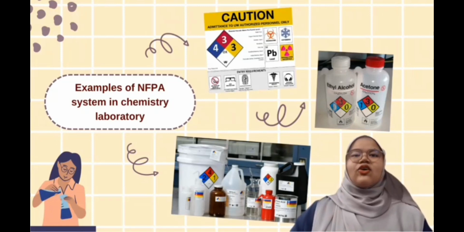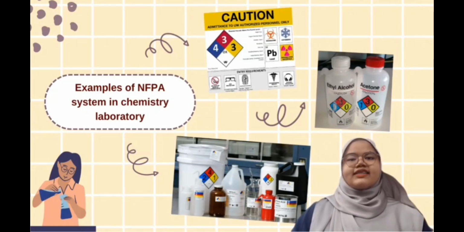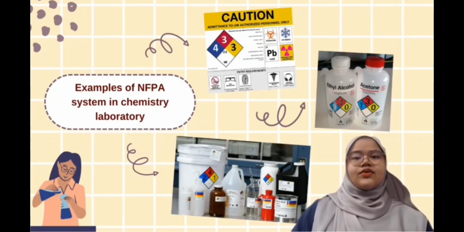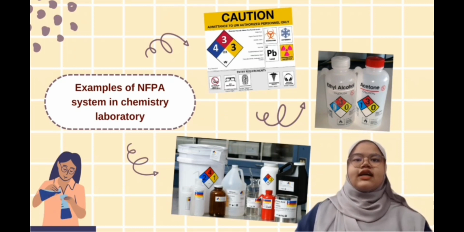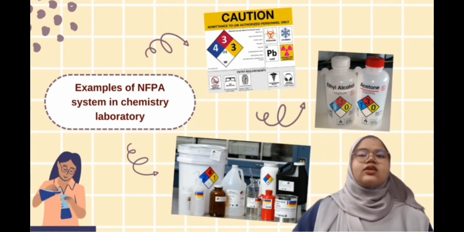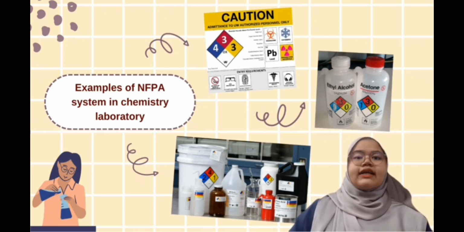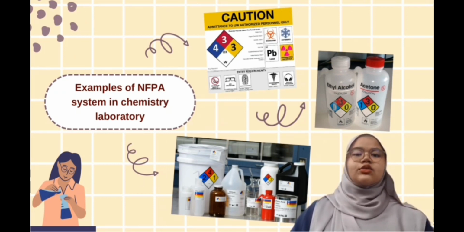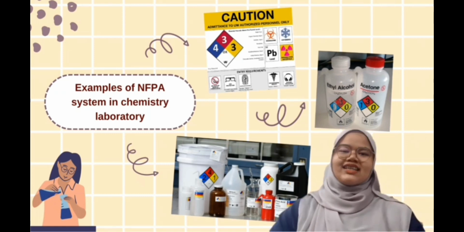These are examples of the application of an FPA system in the chemistry laboratory. It can be used in chemical storage and also in caution and warning signs, where it can be posted at the entrance to a space where hazardous materials are stored or used.